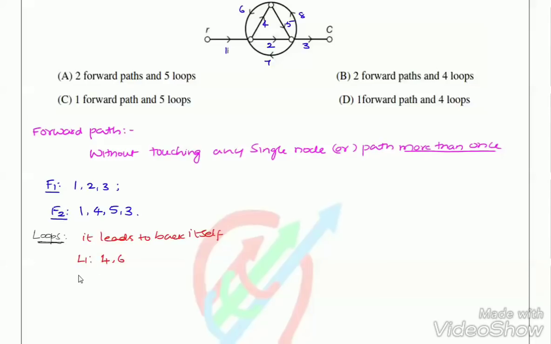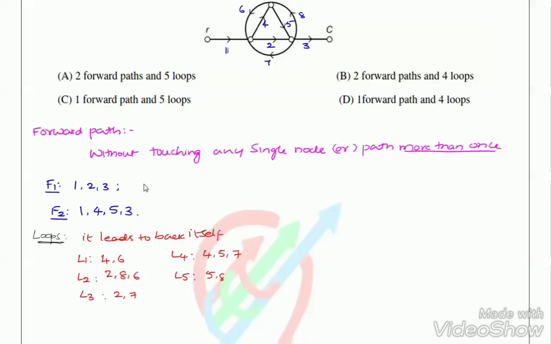So 4, 6. Similarly, L2 is 2, 8 and 6. So 2, 8, 6. Next, loop 3 is 2, 7. And similarly L4 is 4, 5 and 7. So 4, 5, 7. Next, L5 is 5 and 8. And we don't have any other loops.